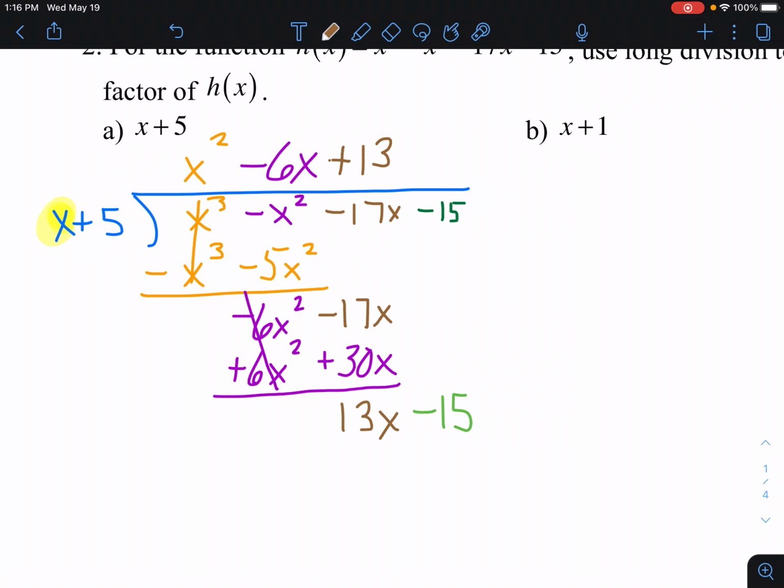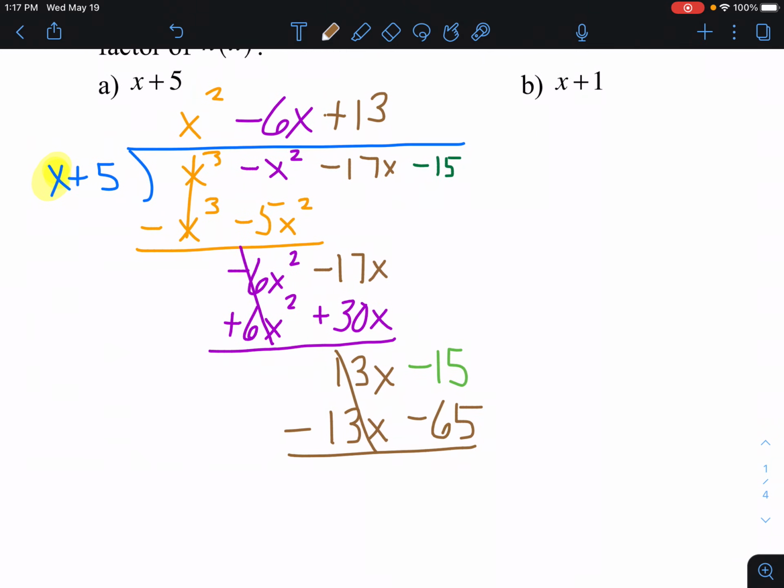And we're going to multiply again twice. 13 times x and 13 times 5. And then we're going to subtract. First one's always going to cancel. And the second one, negative 15 minus 65 is negative 80. Now that guy, that negative 80, that's the remainder.